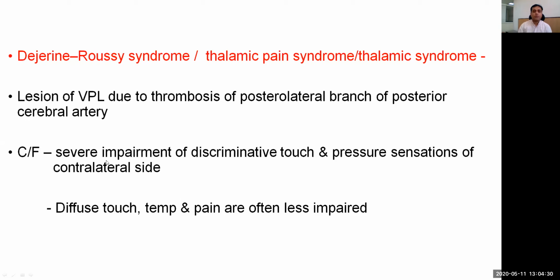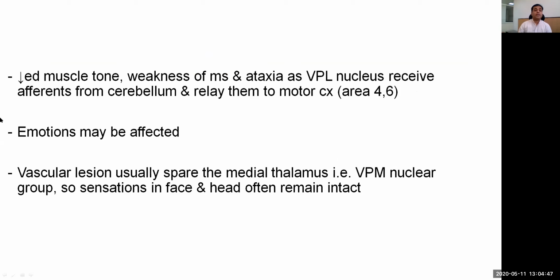The clinical features of the syndrome will be severe impairment of discriminative touch and pressure sensation of the contralateral side, and diffuse touch, temperature, and pain are often less impaired as compared to the discriminative touch. There is a decrease in muscle tone, weakness of the muscle, and lack of coordination of movements, that is ataxia, as the ventroposterolateral nucleus receives afferents from the cerebellum and relays them to the motor cortex. And we all are aware of the role of the cerebellum in coordination of various activities, and therefore this coordination will not be there, leading to ataxia.